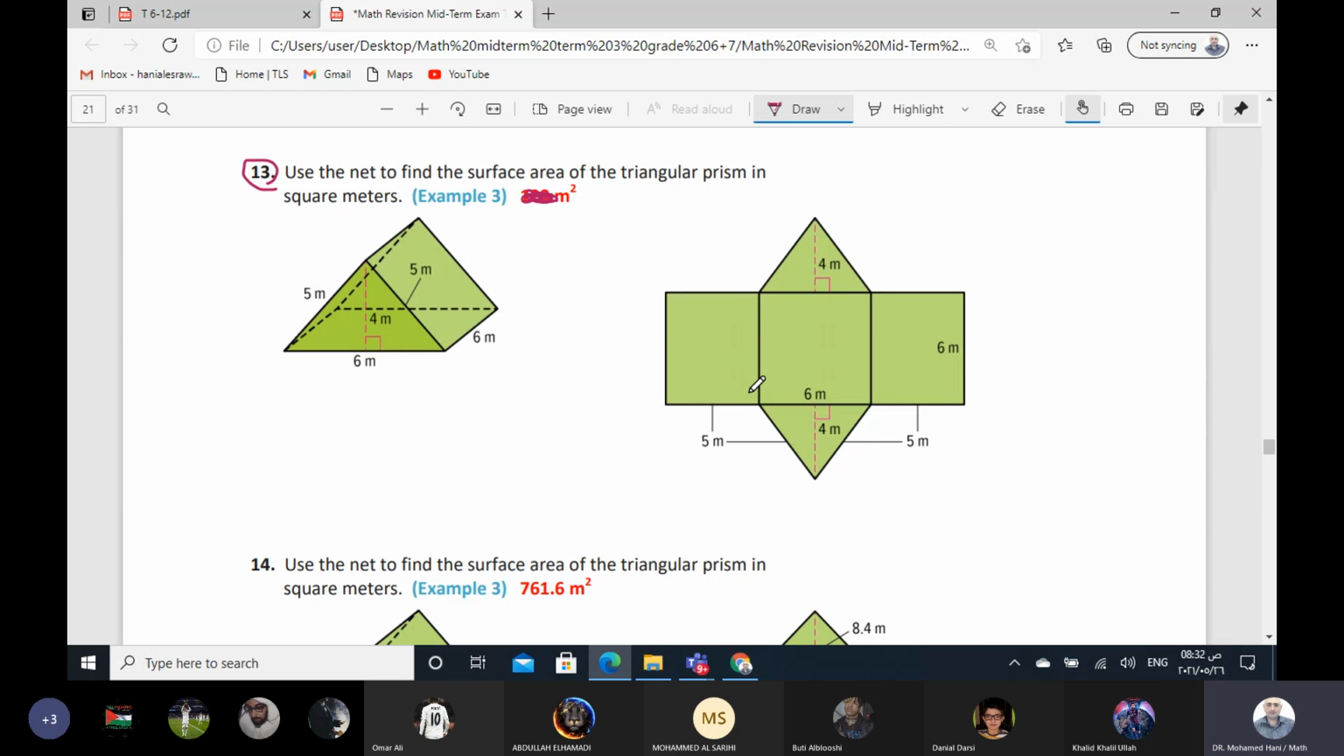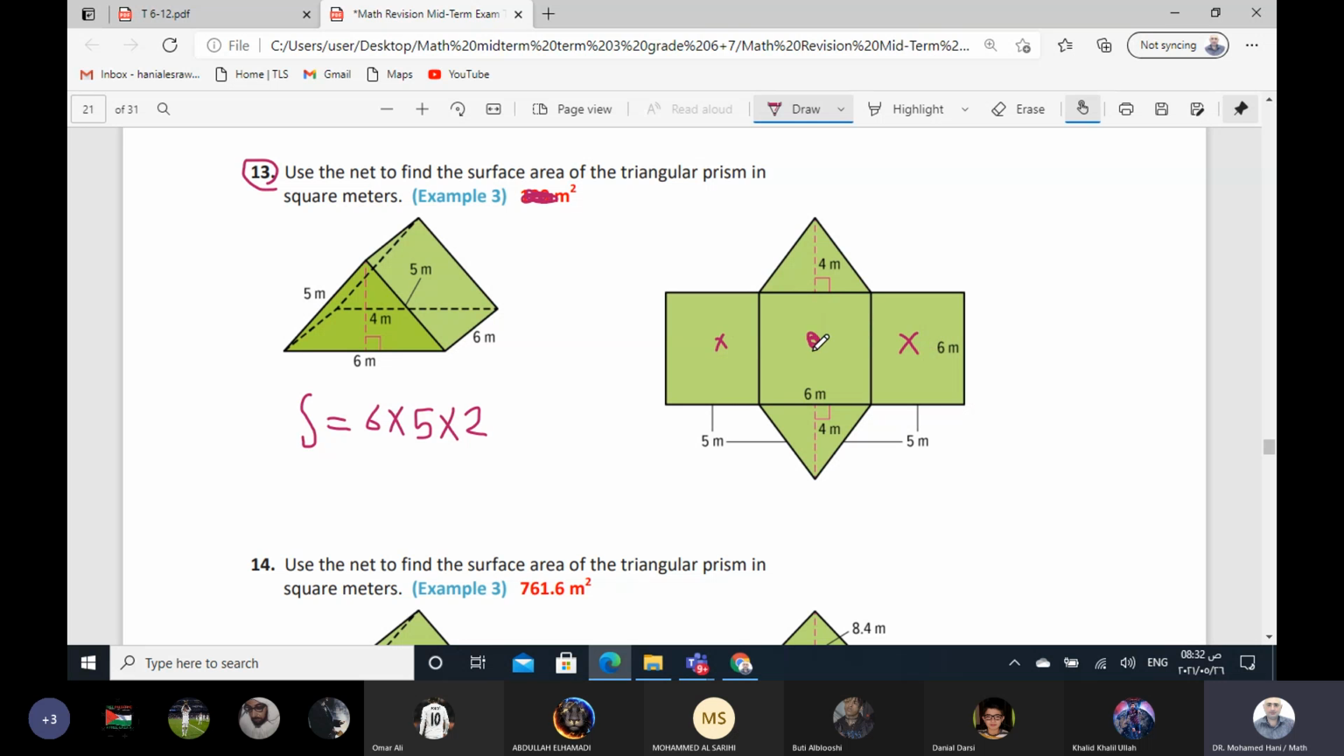Okay, listen to me, please. We want to find here the surface area of the triangular prism. As you see in this net, we have this face and this face congruent. So write S represents the surface area, and try to find the area of one of the two congruent rectangles here. Length times width, 6 times 5, times 2 because we have two congruent faces.